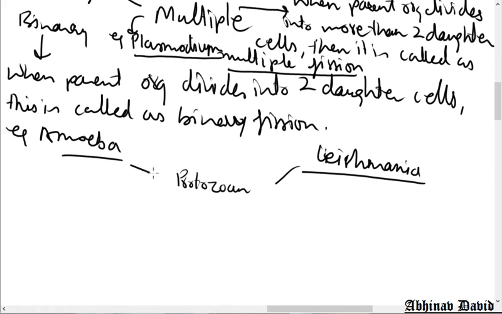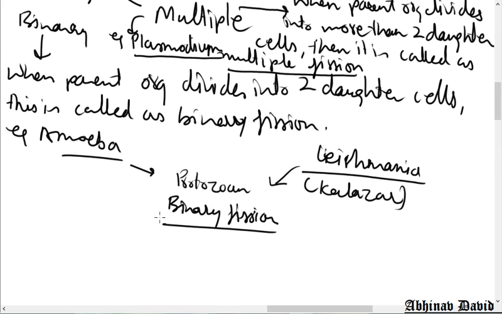Now, leishmania is a parasite causing kala azar. You have already studied in ninth class that leishmania causes kala azar. Kala means black, azar means fever. So kala azar means black fever. Both are protozoans and both reproduce by binary fission.